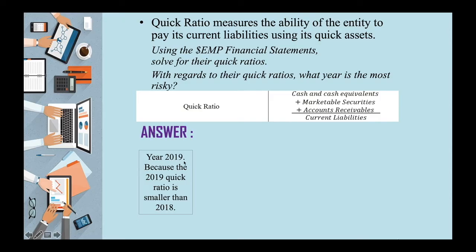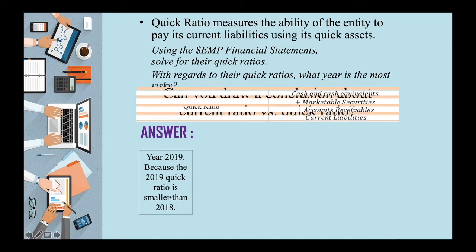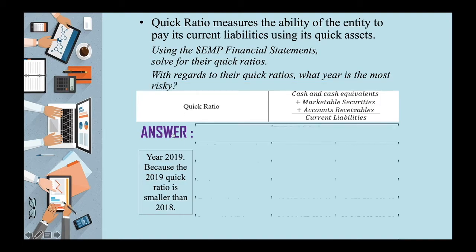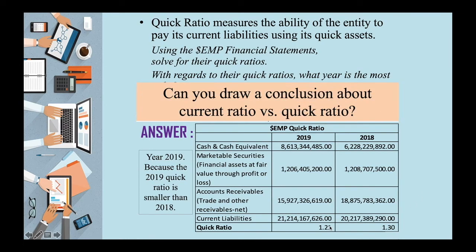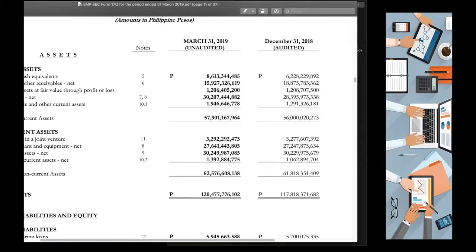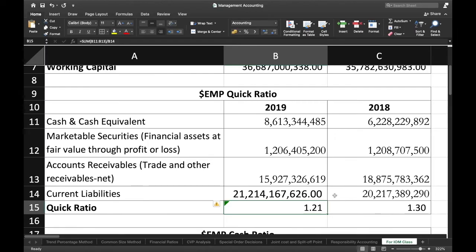Year 2019. Yes, so we are correct because the quick ratio during the year 2019 is smaller than 2018. This is the computation: 1.21 and 1.13. Now, can you draw a conclusion about current ratio versus quick ratio? Yes, we can. So, balik tayo sa Excel.